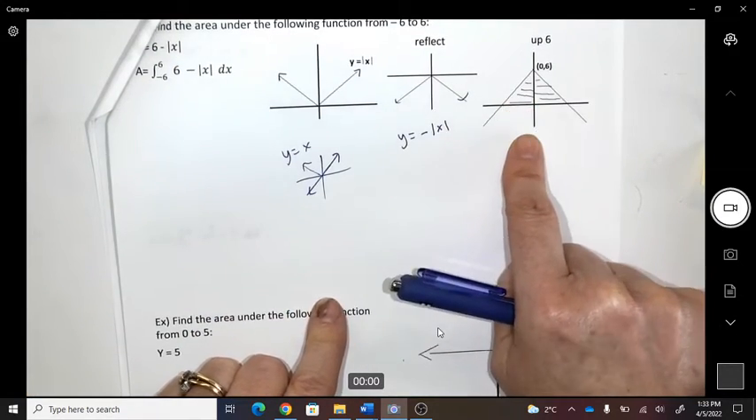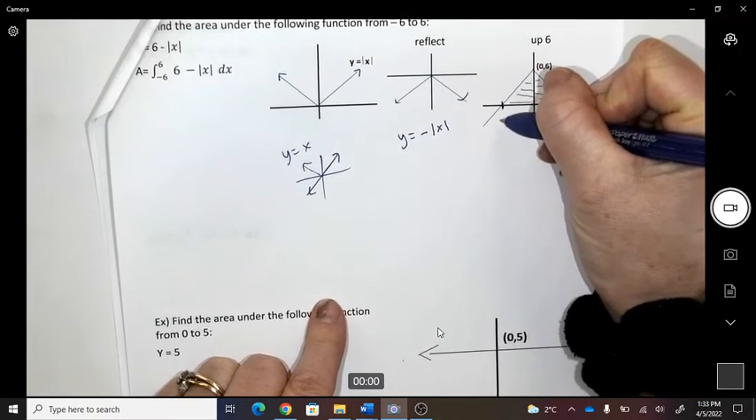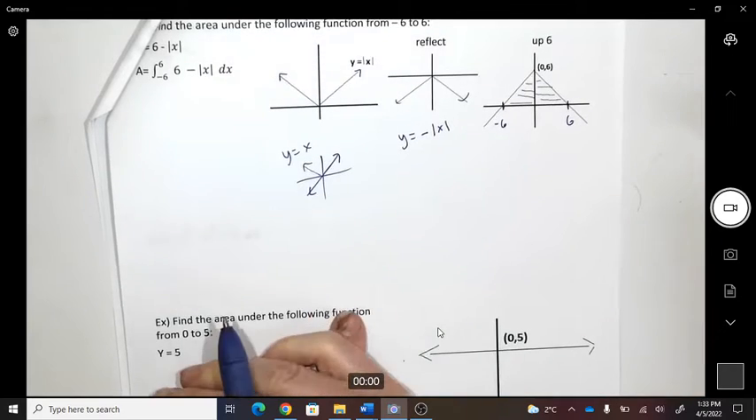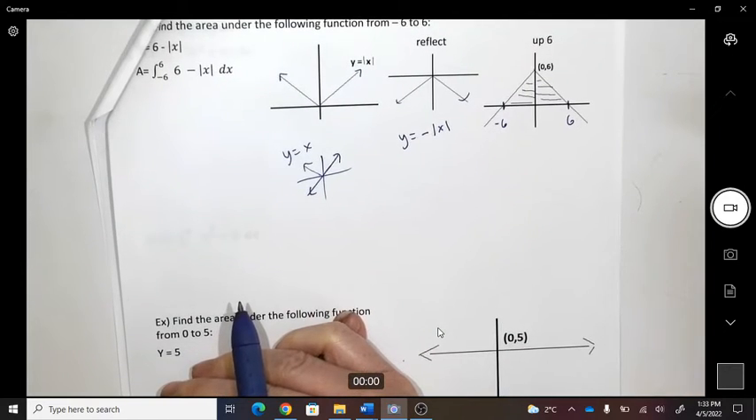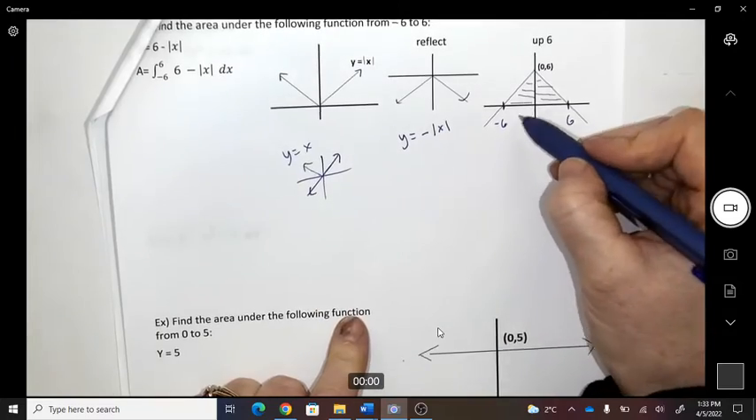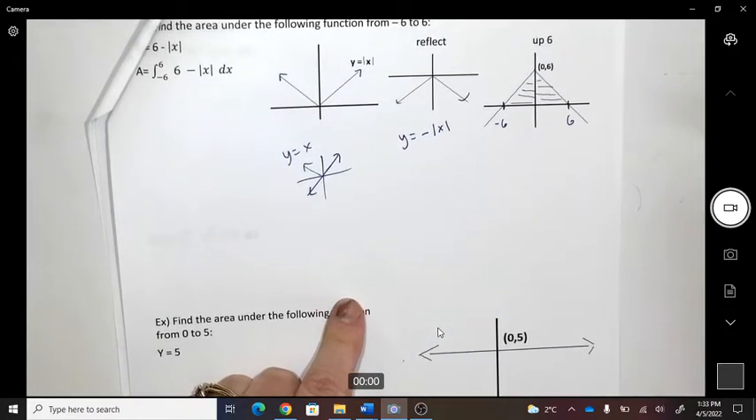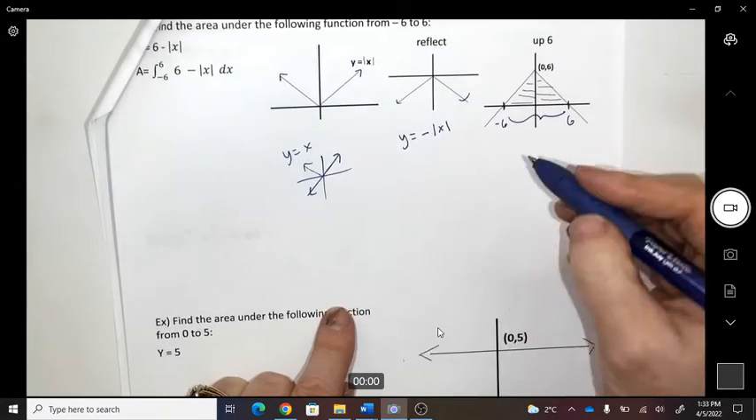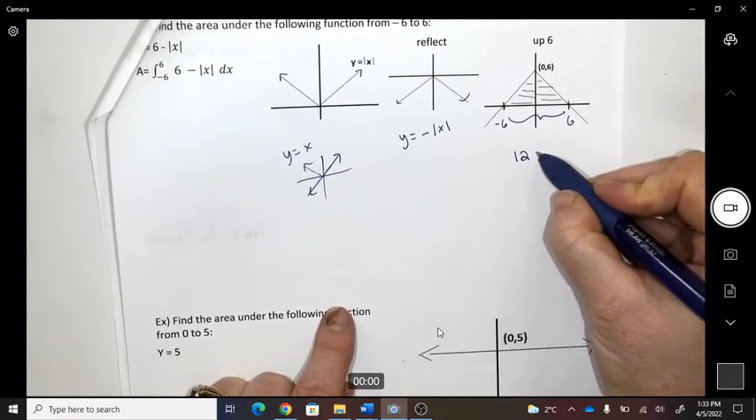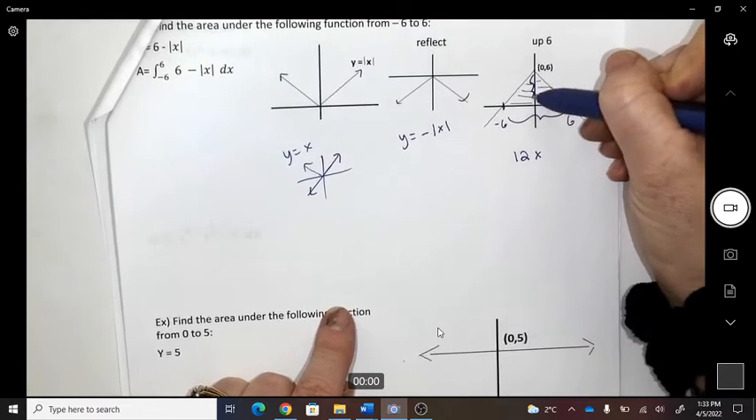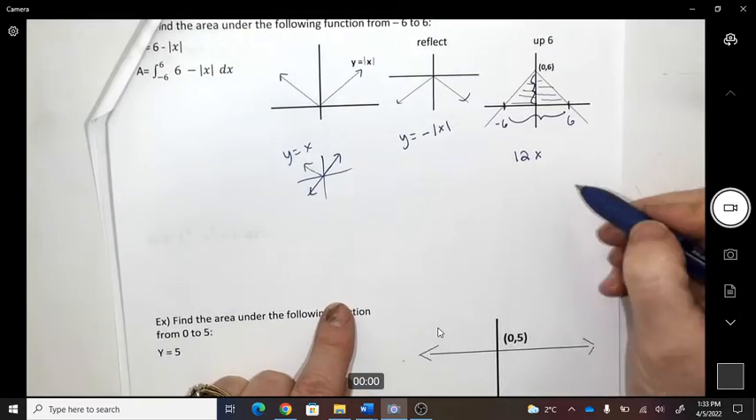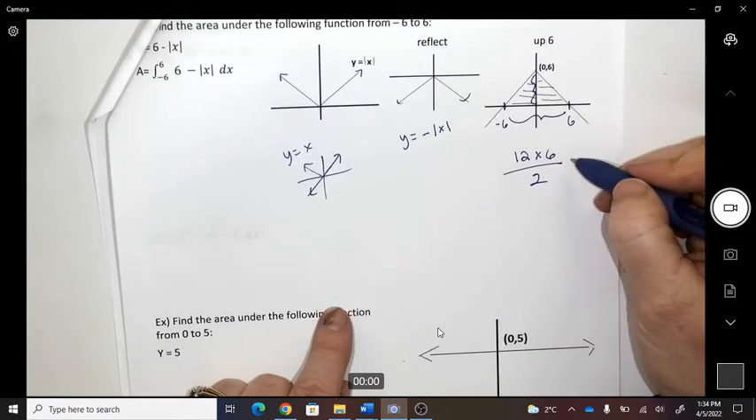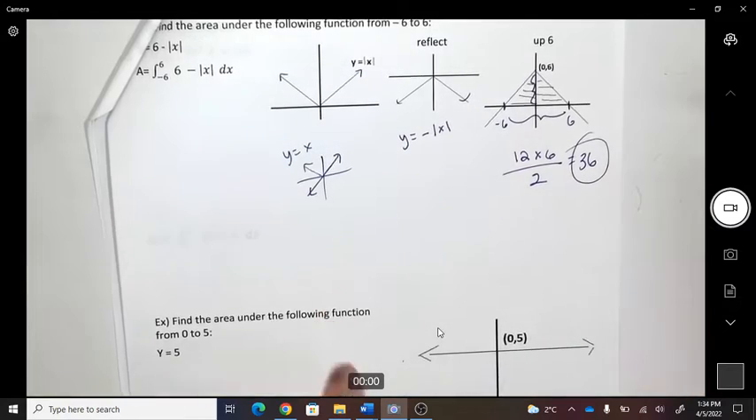So this is my graph, and I want to get the area from this to this. On this, I'm going to use a geometry shape. What is the base length? 12, times the height. What's the height? 6. And since it's a triangle, I have to divide by 2. So the area should be 36.